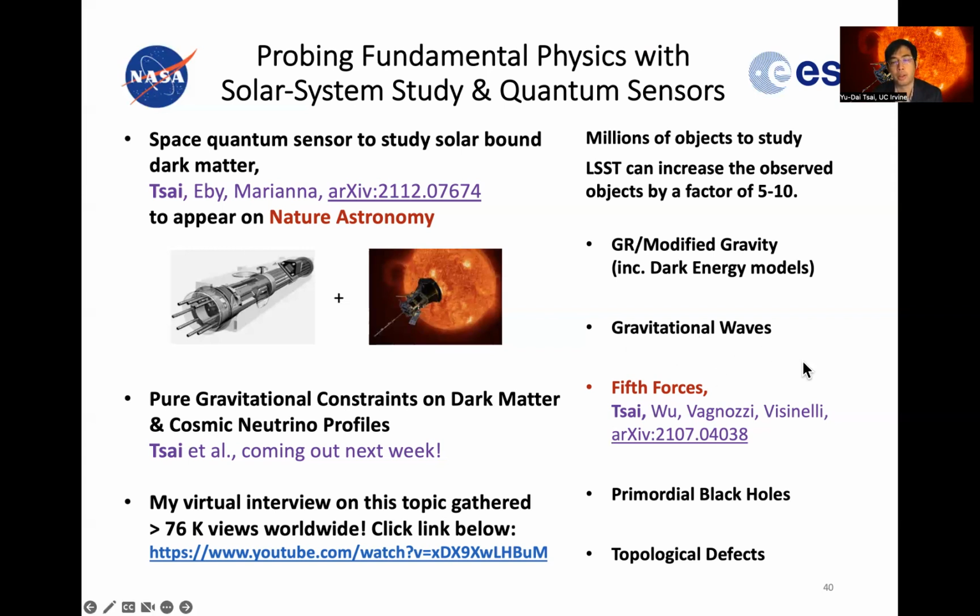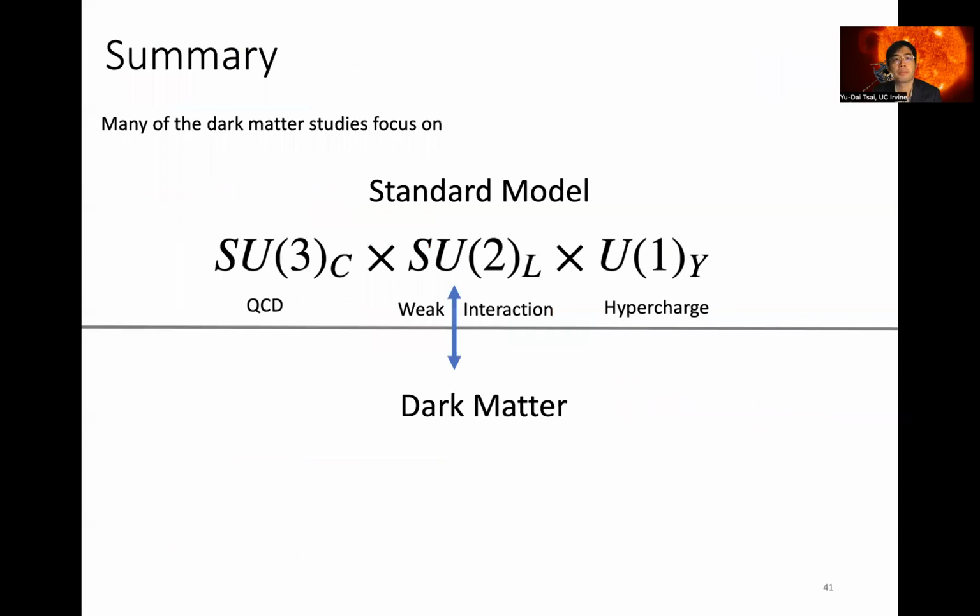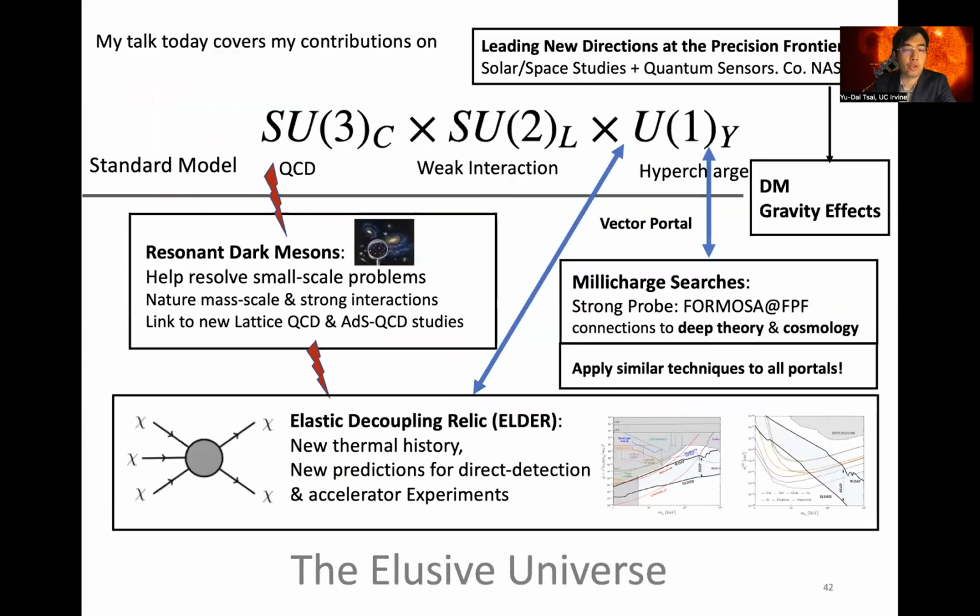Again, I will add more references in the slides that I will send out. So here is a summary of the talk. Many of the dark matter studies focused on using the weak interaction to do WIMP-like dark matter many years ago. Today I talked about my contribution of making the dark matter colorful, right? So having the color group that allows resonant dark meson and elastically decoupling relics.